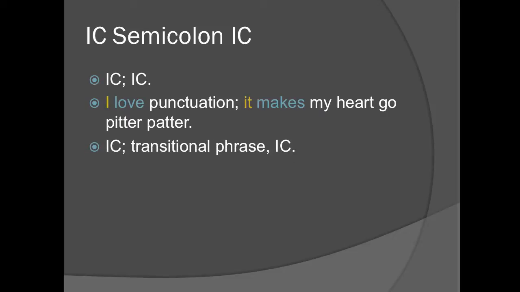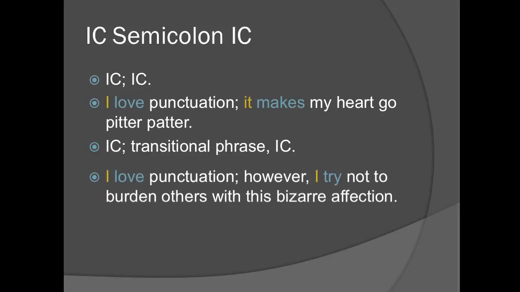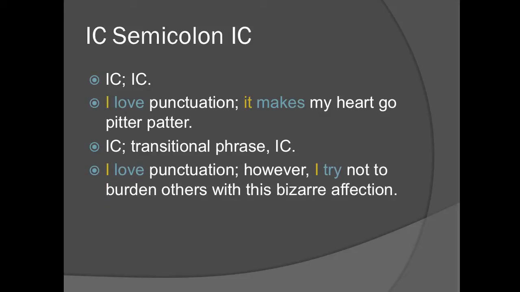The same kind of structure can be used using a transitional phrase in between. Let's look at a sample sentence. You've got the clause to the left of the semicolon, then "however," comma, and a clause to the right of the semicolon. In both scenarios, the key idea is a complete sentence on both sides. Follow that rule and your semicolons will be solid in your paper.